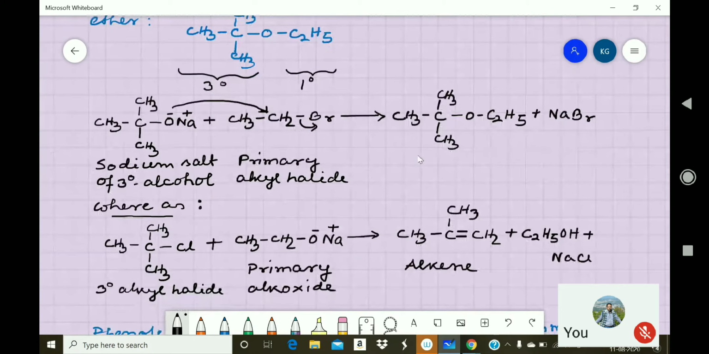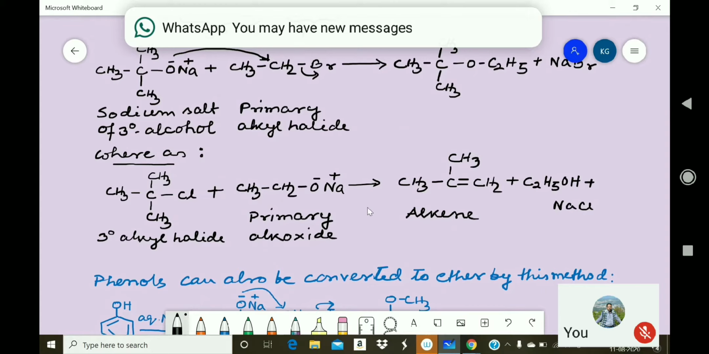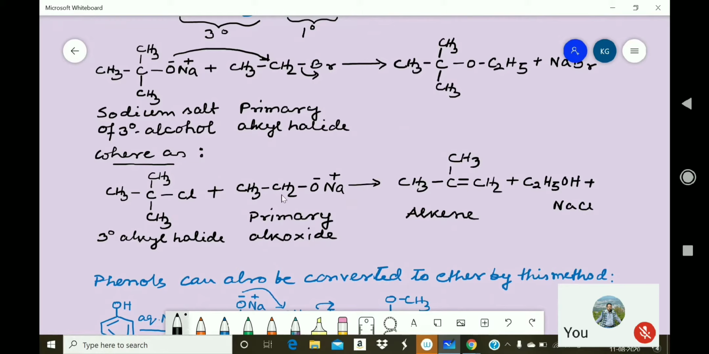Now, if we want to use the opposite substrates, that means the tertiary alkyl halide and the sodium salt of the primary alcohol taken as the alkoxide, then this primary alkoxide, being basic in nature, gives alkene as the product, where the hydrogen from the beta carbon is taken away by this alkoxide instead of attacking this carbon atom because of steric reasons.